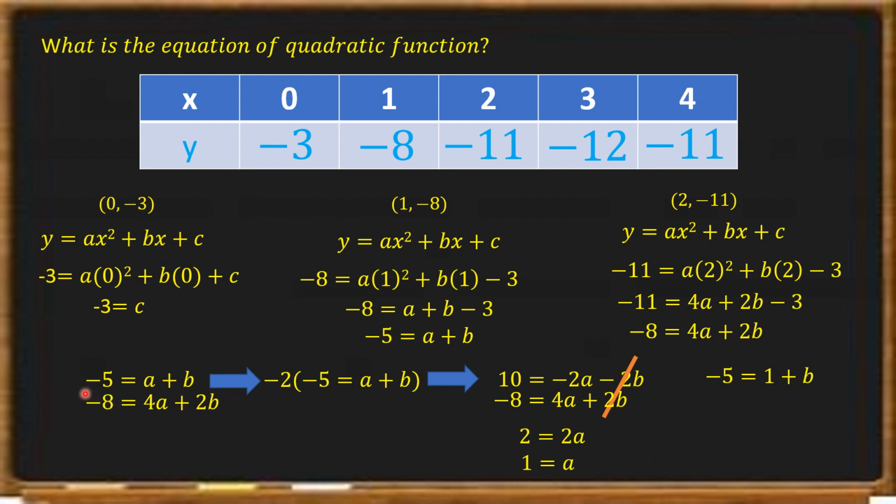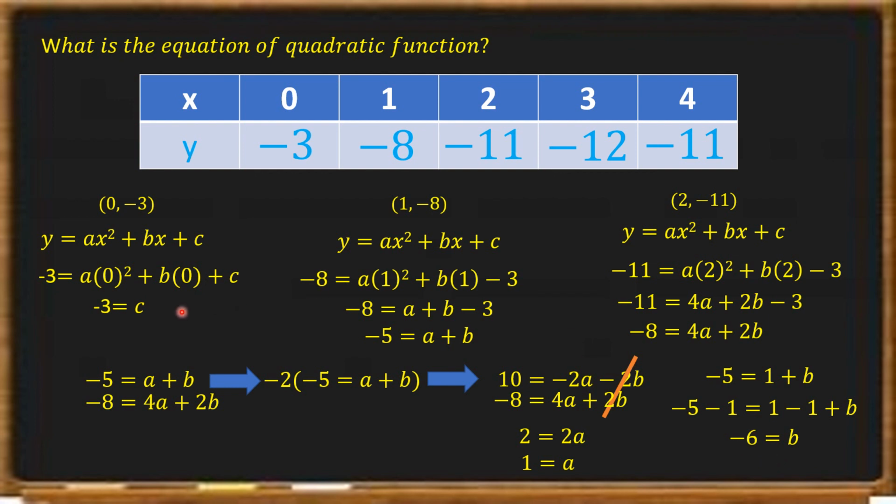I used this, negative 5 equals a plus b. I replaced the letter a with 1. So negative 5 equals 1 plus b. Then subtract 1 from both sides, or add negative 1 to both sides. So negative 1, negative 1. So this is now 0. And this is the same sign, so this is negative 6. Add, copy the sign. So our b is negative 6.